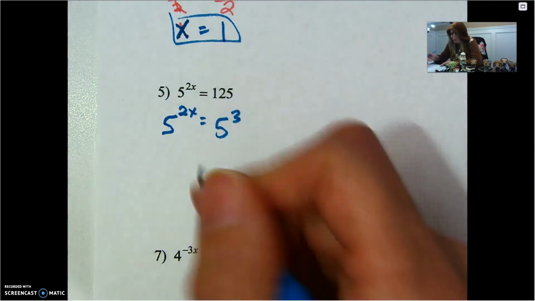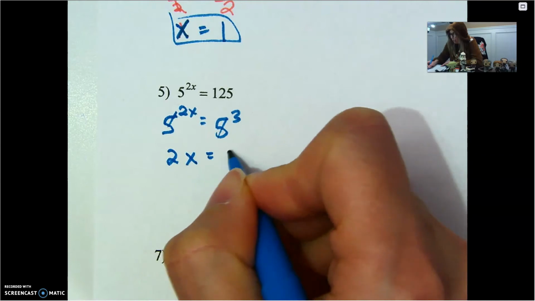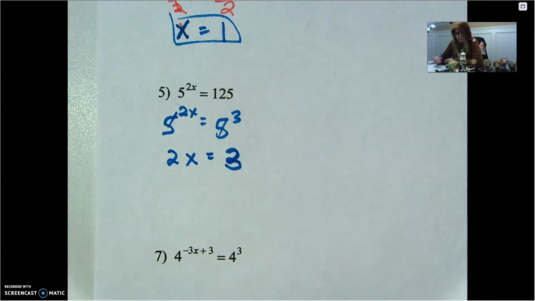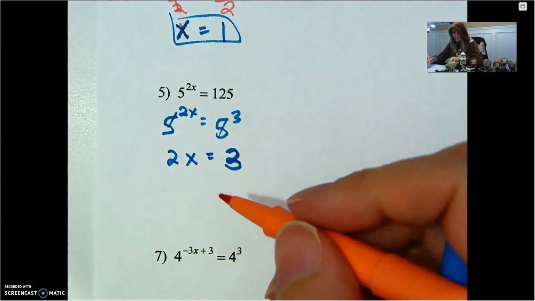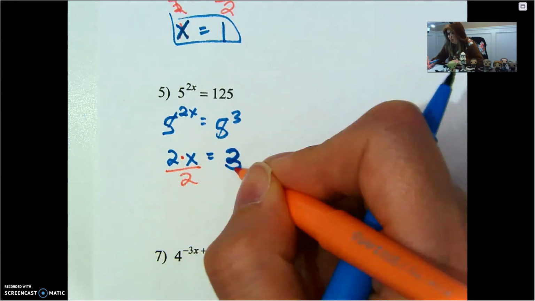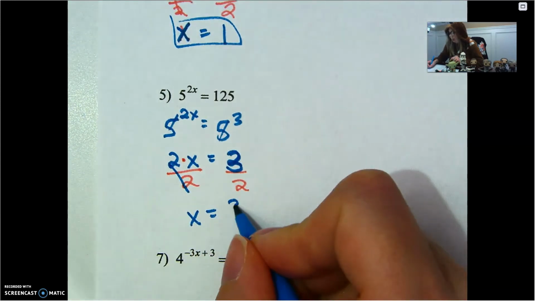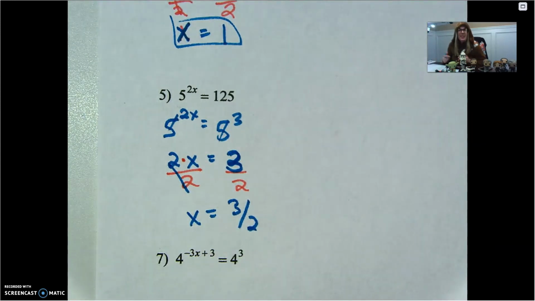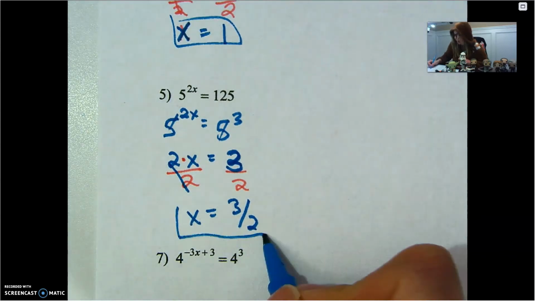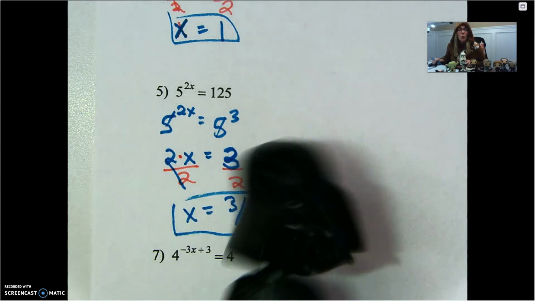All right, the bases are the same, so ignore them. Focus on the powers, 2x and 3. We want to undo this here. So what is the opposite of times 2? Divide by 2. That's right. So we get x equals 3 divided by 2. It's a decimal. I'm just going to leave it as a fraction. If you want to turn it into the decimal, go for it.